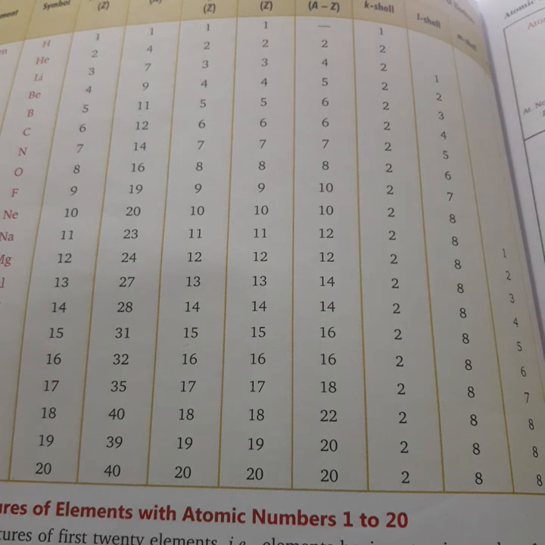The next element is helium. Helium's atomic number is 2. Its electronic configuration will be 1 shell only, with 2 electrons present in it. The first shell can hold a maximum of 2 electrons. It means it is completely filled. This condition is known as duplet. It means the first shell is the valence shell and it contains 2 electrons.